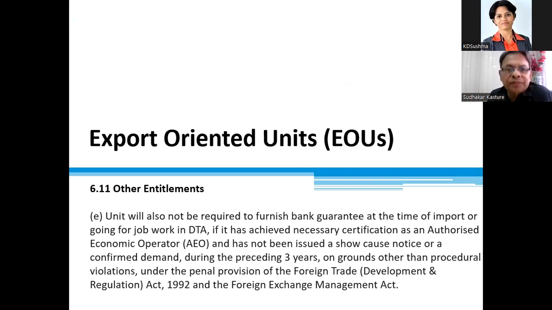Export-oriented units. Unit will not be required to furnish bank guarantee. This is covered in para 6.11. Subject to two conditions. It has achieved necessary certification as an authorized economic operator. So it's an AEO status holder. It has not been issued a show cause notice or a confirmed demand during the preceding 3 years. And therefore, if you can comply with these two conditions, you will not be required to give any bank guarantee.